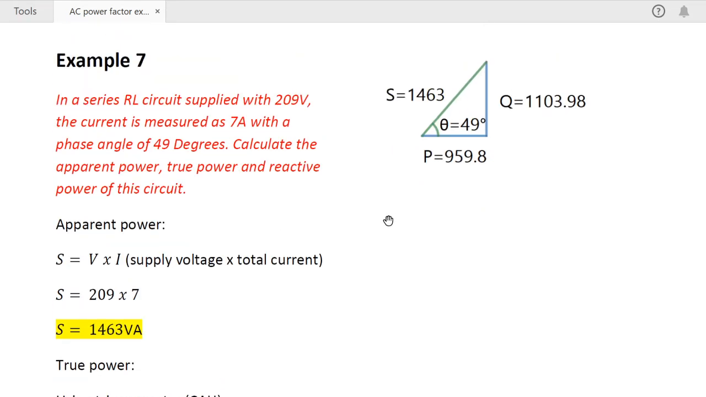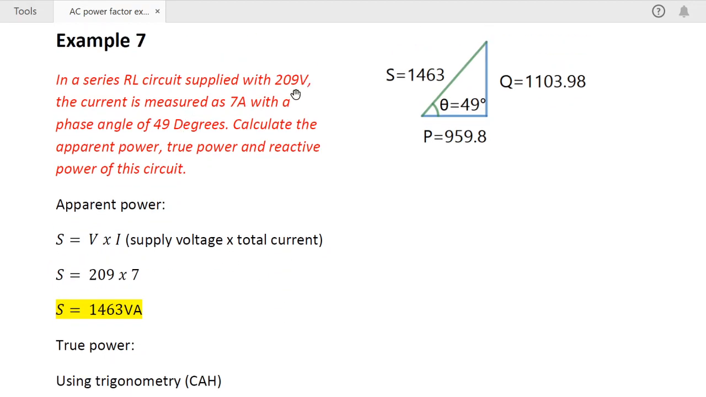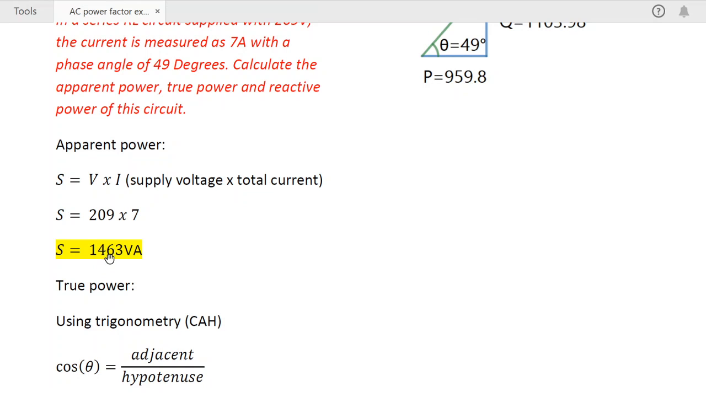When you see a question like this in your test, you are going to have to draw a power triangle as well. So take note of the power triangles I'm creating along the way. Apparent power is easy, right? S equals V times I, supply voltage times total current. We've got 209 volts and 7 amps, so that's 1,463 volt amps.